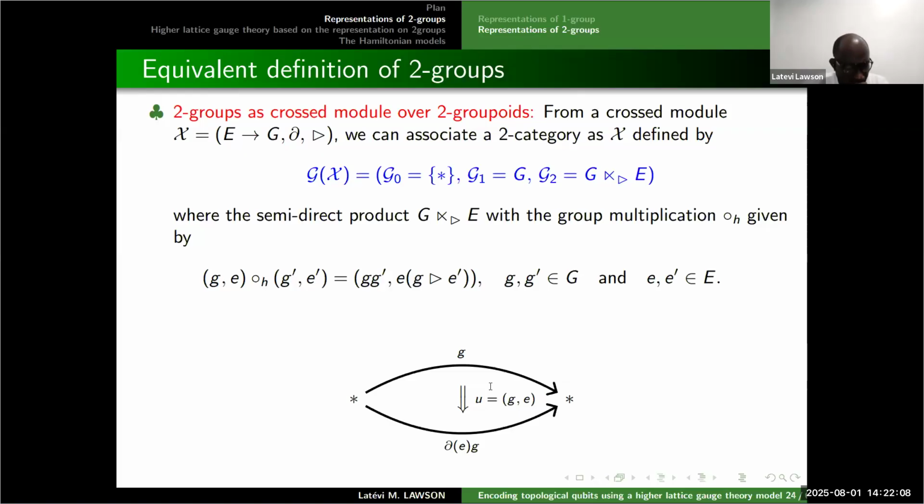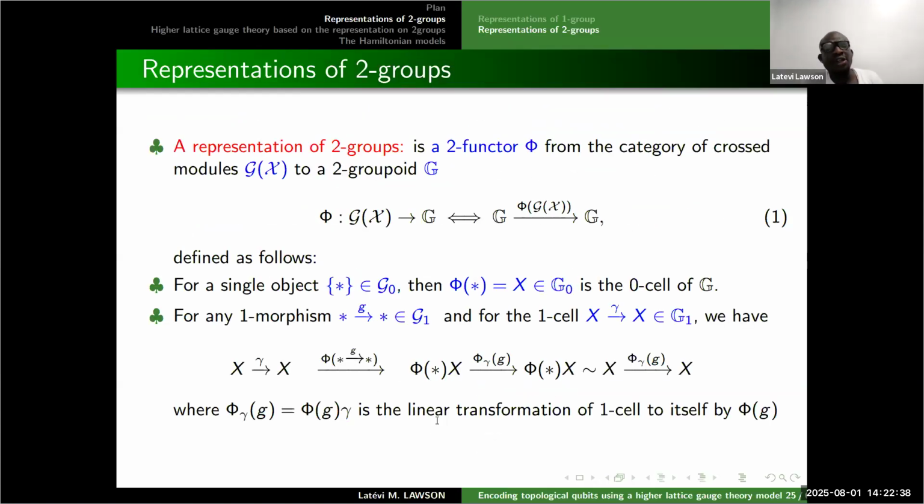The third approach is to define the 2-group as a crossed module over a groupoid. It means that we define here a category associated to the crossed module. We have the set of objects here, the set of one-morphisms which represents J, and the set of two-morphisms which is the semi-direct product between J and E. It can be represented in this form, okay, with additional properties. Now, the representation of the 2-group will be considered as a 2-functor between the category of the crossed module and the category of 2-groupoid, okay, such that it satisfies this relation.